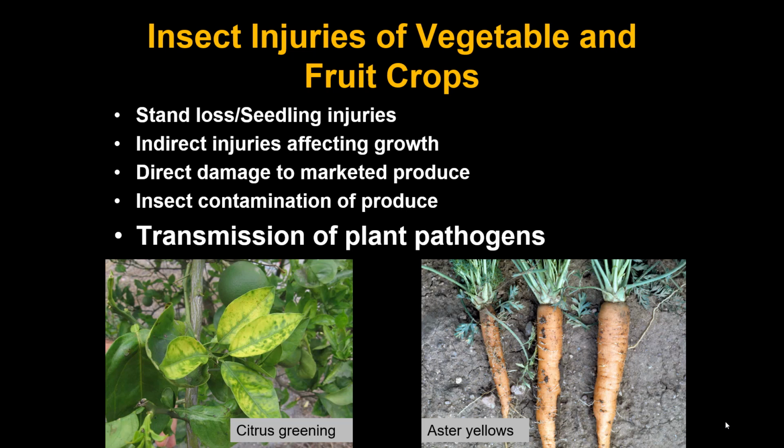So citrus greening is a devastating disease of the citrus crop, particularly down in Florida right now, and it's transmitted by the Asian citrus psyllid. The citrus psyllid's not very damaging on its own, but if it's carrying the pathogen to produce citrus greening disease, it can cause the plant to ultimately die. Aster yellows is a disease transmitted by a leafhopper. The aster leafhopper produces no visible injury to the plant, but if it's carrying the pathogen that produces aster yellows, carrots or lettuce or many flowers can be infected with that pathogen.